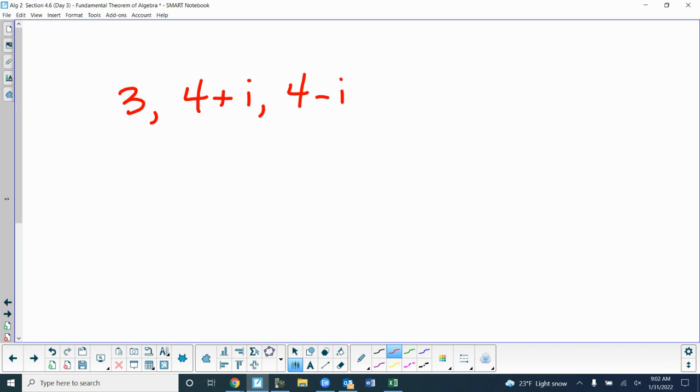This polynomial has these 3 zeros: 3, 4 plus I, 4 minus I. If you graph it, I want to see it. You're fine. I usually don't get anything until we actually do the practice.